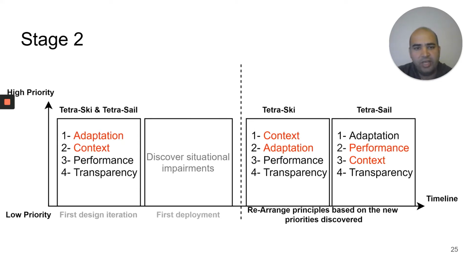In the second stage, after gathering new data about user experiences, we ended up rearranging the prioritization of design goals based on our schedules and the resources available at the time. For example, for Tetra-Ski's second stage, context jumped to first priority over adaptation, as context affected our user's ability to safely control Tetra-Ski, as we learned from the first deployment. Similarly, for Tetra-Sail, we pushed performance to a higher priority as users wanted more speed and control options in the experience.